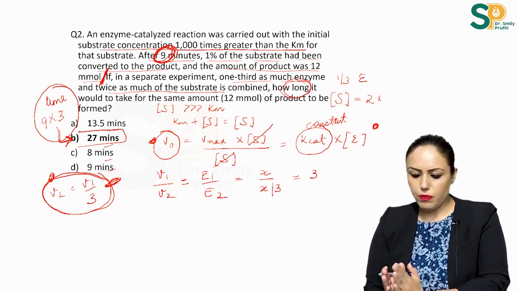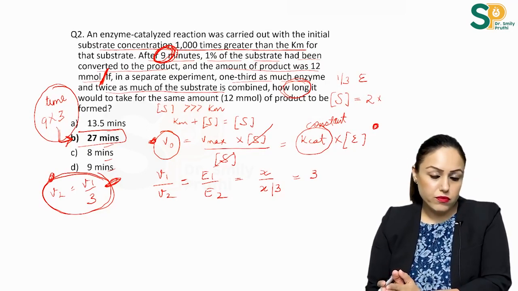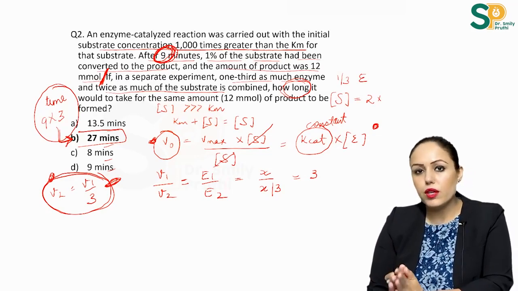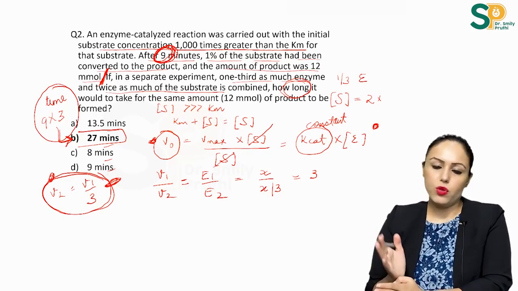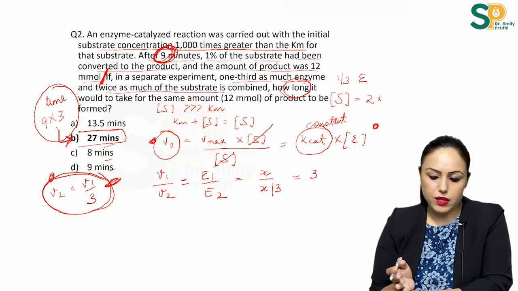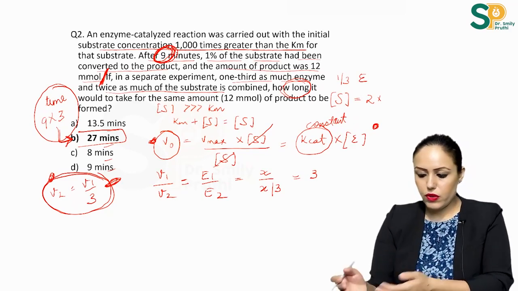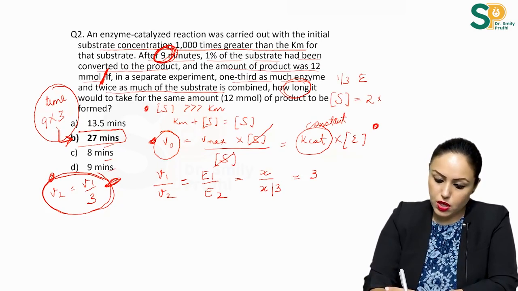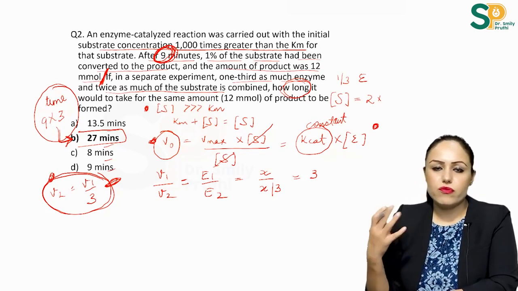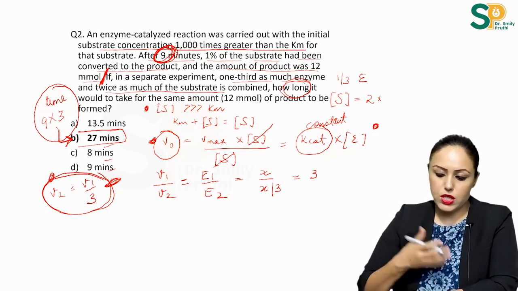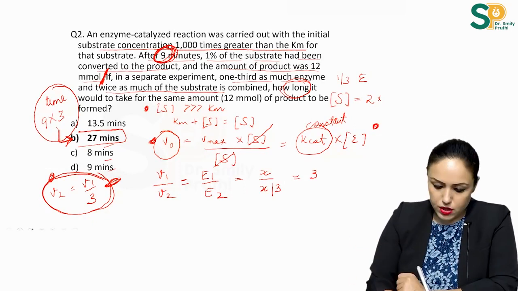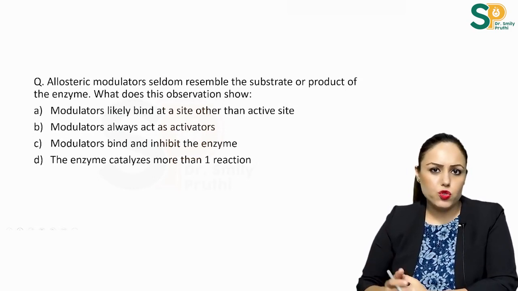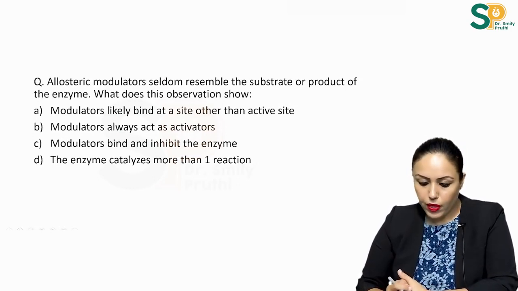So the question may appear difficult to you before you have read it. But once you read it carefully and calmly, you can easily solve it. Here we have just cut short the formula using the idea that when substrate concentration is very high, then velocity is Vmax. Taking the next question, and the last question here. Very easy, but I just want to read it for you once.